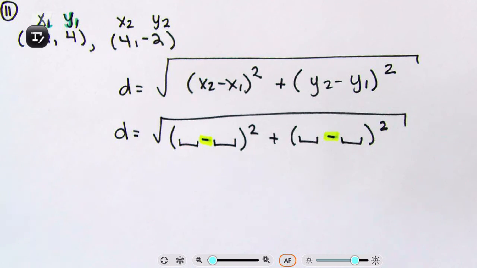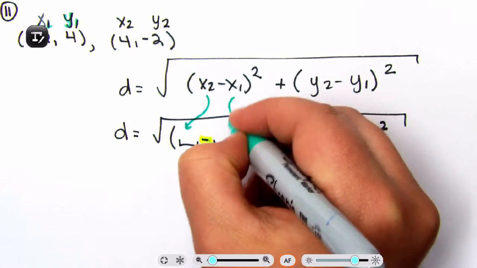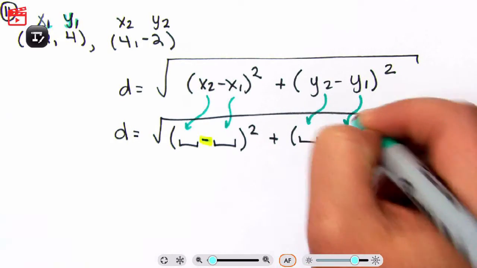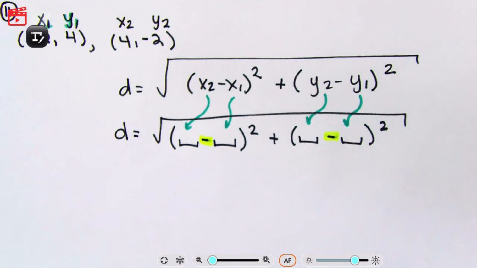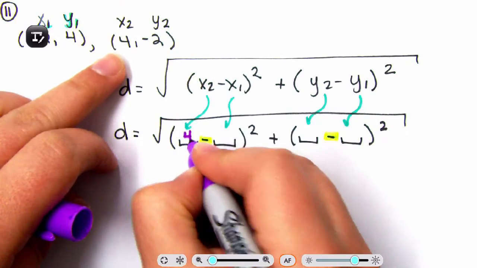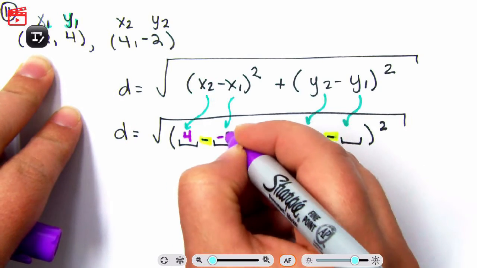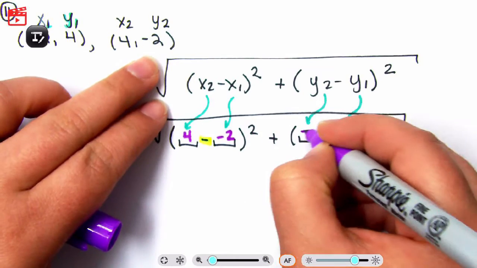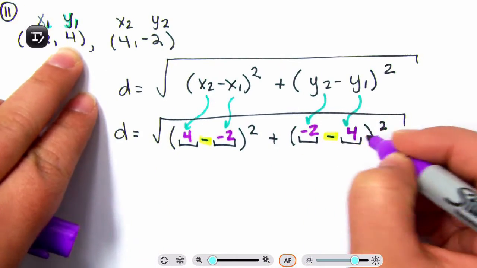So let's see what numbers we have. We have x2, x1, y2, y1. x2 was the number 4. x1 is the number -2. y2 is -2. y1 is 4.